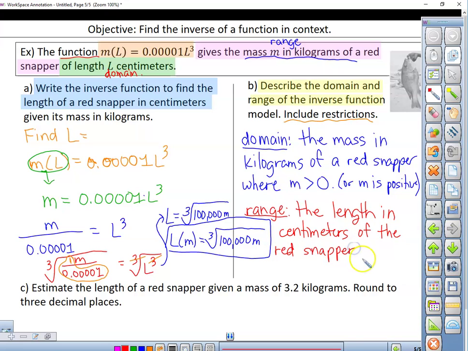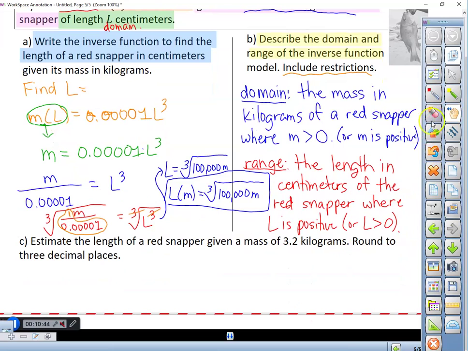And again, length has to be a positive number. 0 doesn't make any sense. 0 length, again, the fish doesn't exist. So where L is positive, or L is greater than 0, whichever way you prefer.